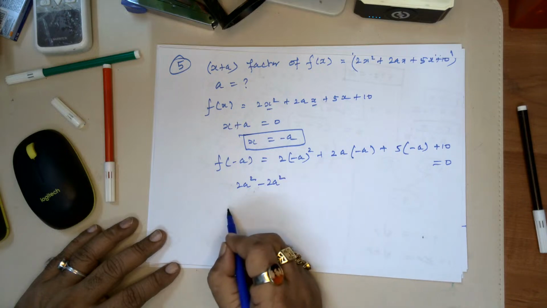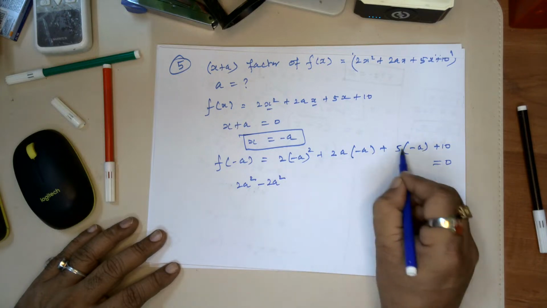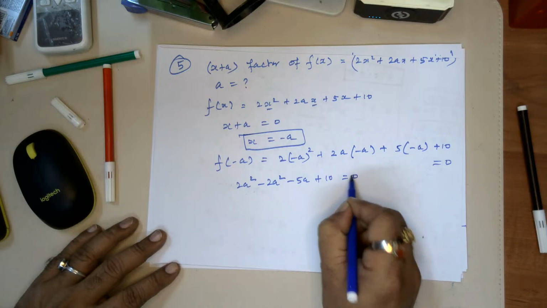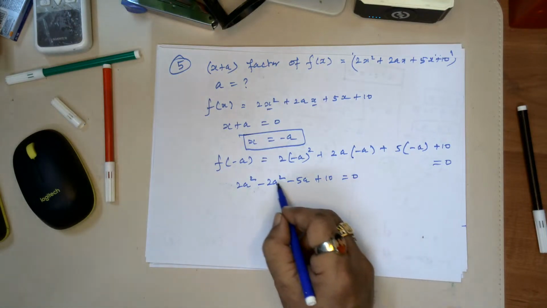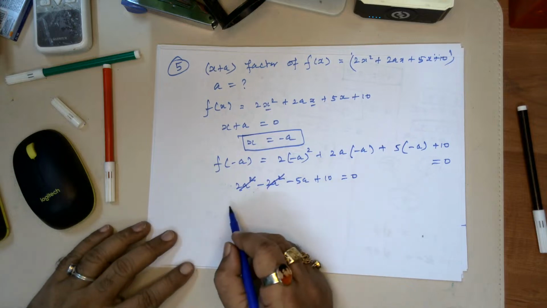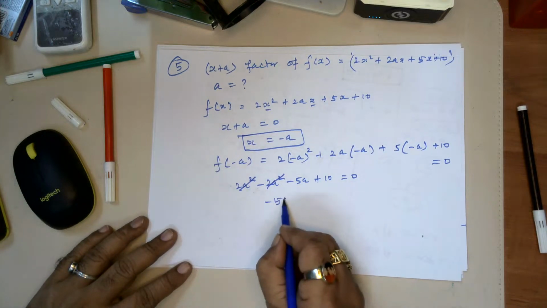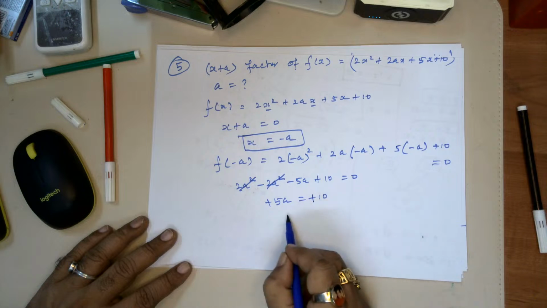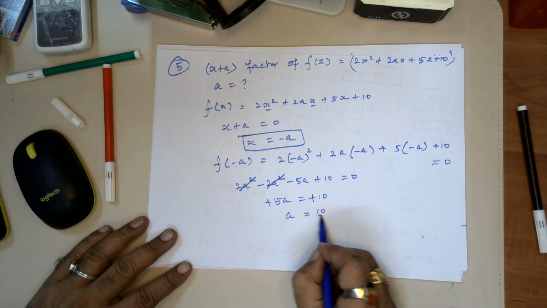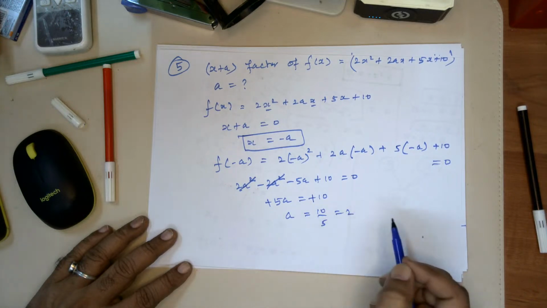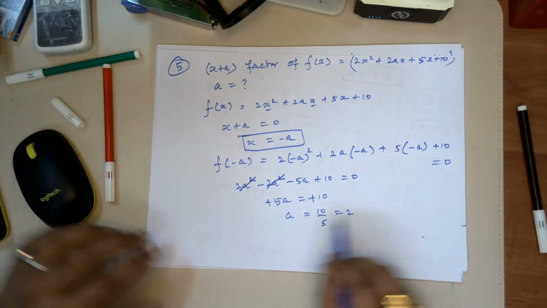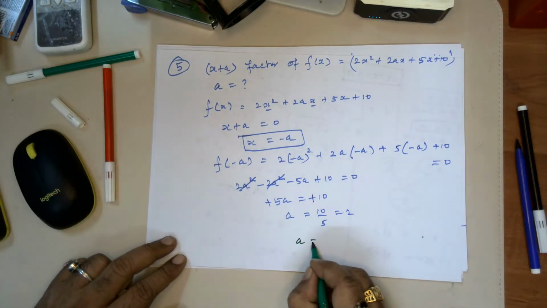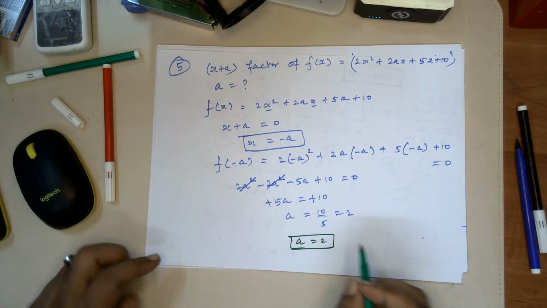So 2a squared, in this case minus a into a, minus 2a squared, and here minus 5a plus 10 is equal to 0. So this is cancelled. Therefore, minus 5a is equal to minus 10. Minus of minus plus, a is equal to 10 divided by 5, that is equal to 2. So the correct answer is a is equal to 2. Got it?